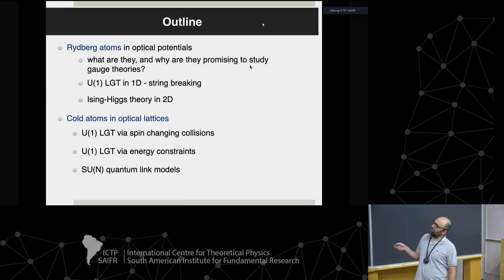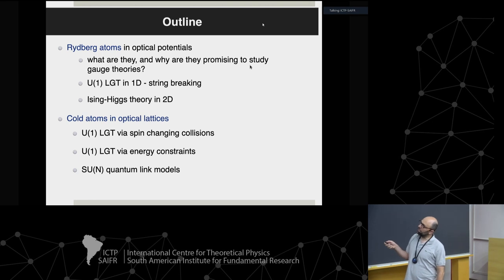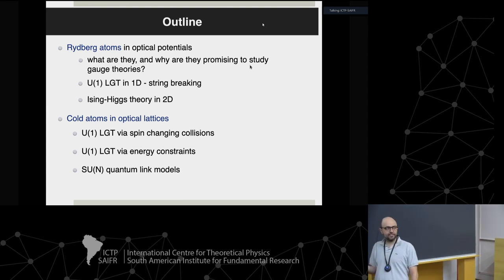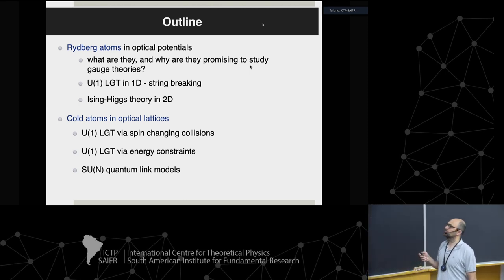And then we'll see two examples. The first are essentially U(1) gauge theories in one dimension, so versions of the Schwinger model that we have seen yesterday. And we will see both the implementation and some phenomena. In particular, the phenomenon that I'm focusing on is so-called string breaking. Okay? And the second example that I will be discussing are instead Ising-Higgs theories in two dimensions. So theories where there is both matter and gauge fields, but the matter is actually bosonic. That's why the word Higgs.